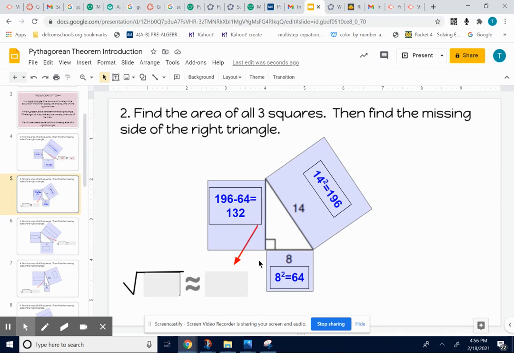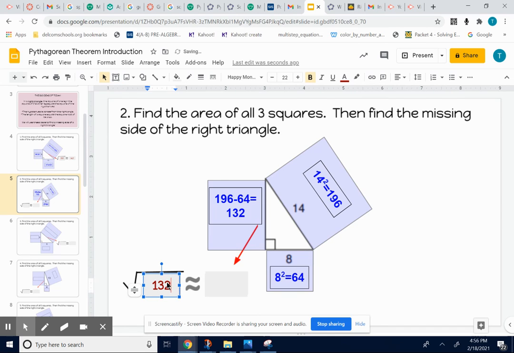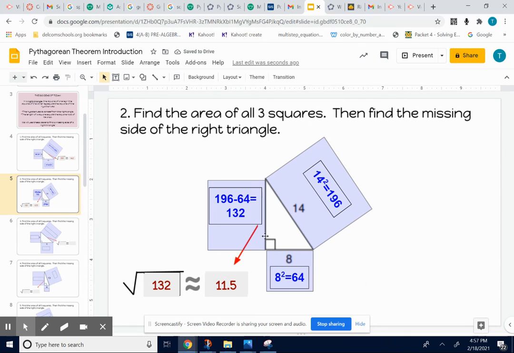I want to find the edge of this square. That's going to be the square root of 132. In my calculator, I'm getting about 11.5. So the missing side of my right triangle is about 11.5. Okay, try the next ones. I'll either give you the solutions or a video for the other problems so you can check.